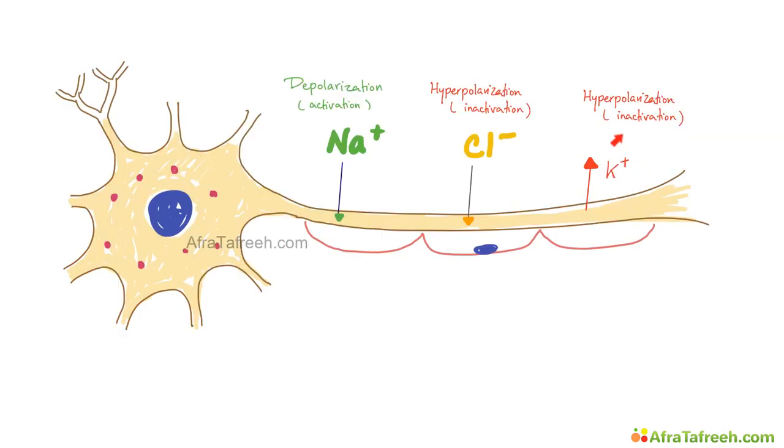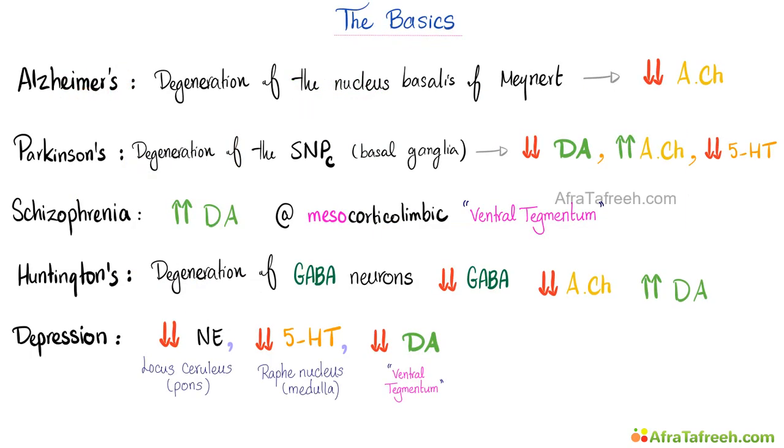During resting membrane potential, potassium is going out. We call this polarization or resting state. That's an inactivation. During activation or depolarization, sodium comes in. When sodium comes in, that's an activation. We call it depolarization. When chloride comes in, this is hyperpolarization or inactivation. Think of it this way. When a positive comes in, it is activation. When a negative comes in, it's inactivation. Let me say it again. When positive comes in, activation. How about when positive leaves? Inactivation.